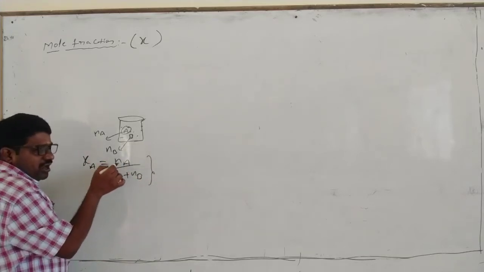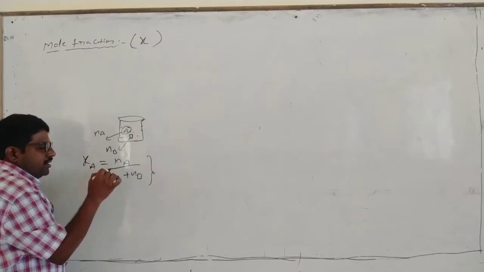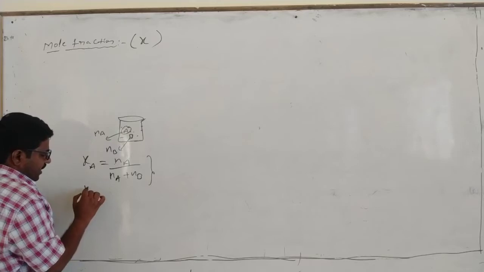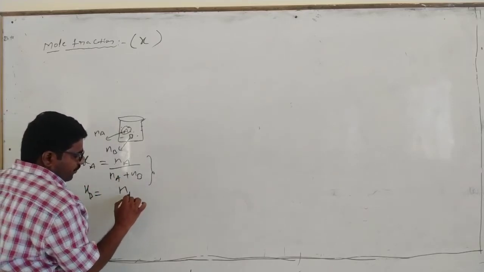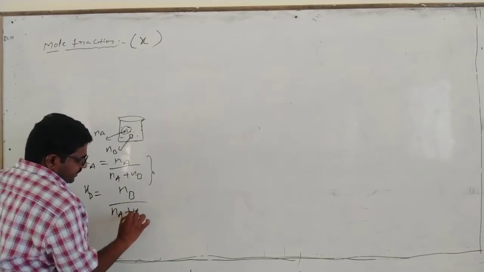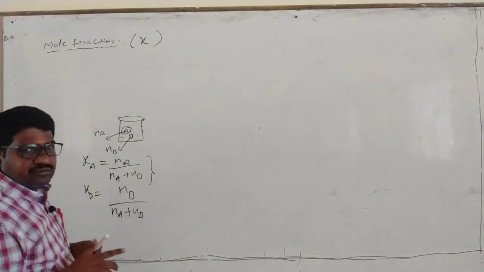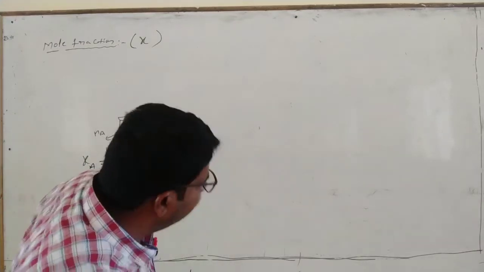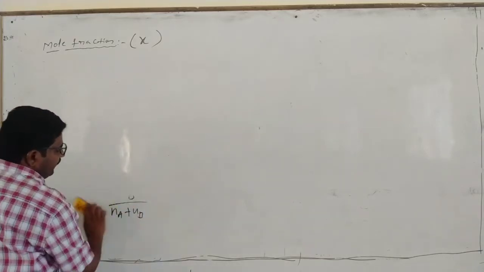This is called mole fraction: the ratio of the number of moles of one component and the number of moles of total components. For Xb you can write: number of moles of one component, that is B, and total components, Na plus Nb. So this is called mole fraction. Now we have to write the definition of mole fraction.